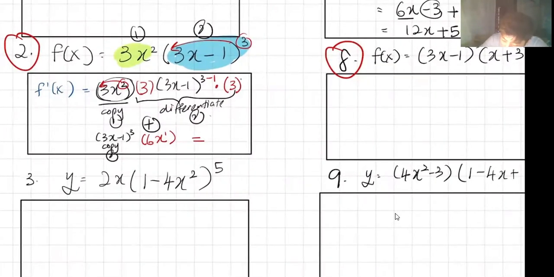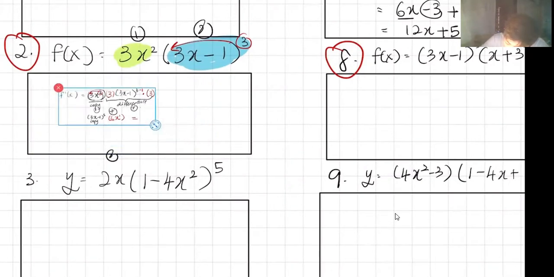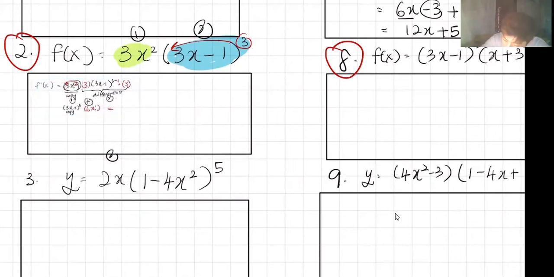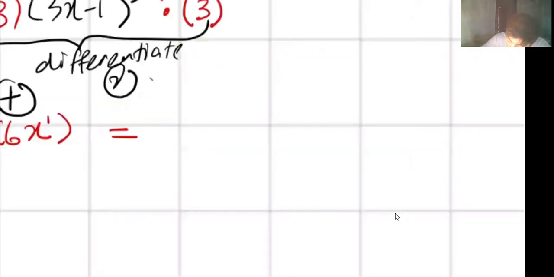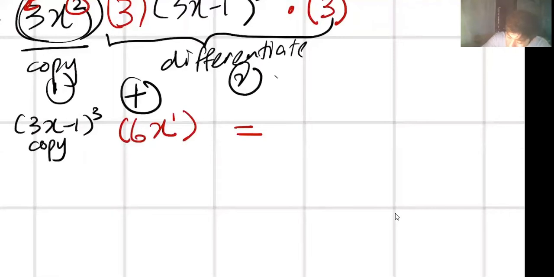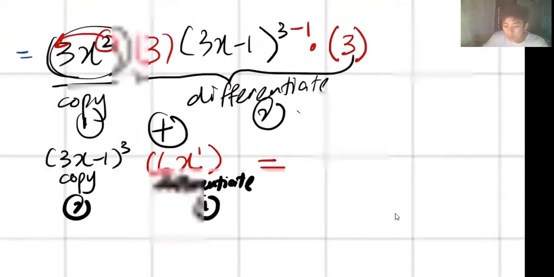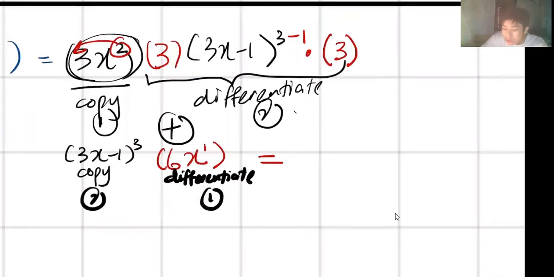This is very messy. All right, I'm so sorry about that. Okay, basically this one is I differentiate. Differentiate. This copy 2, differentiate 1. You see that? First one, I copy first one, then I differentiate second one, plus copy second one, differentiate first one. That is product rule, basically.